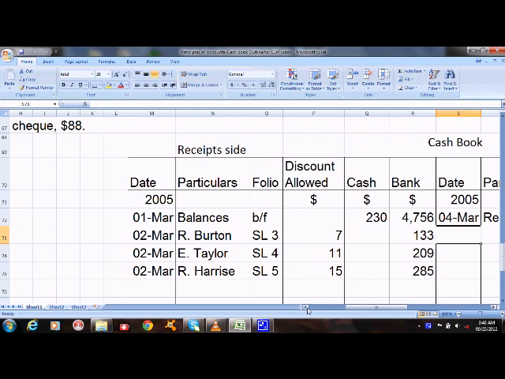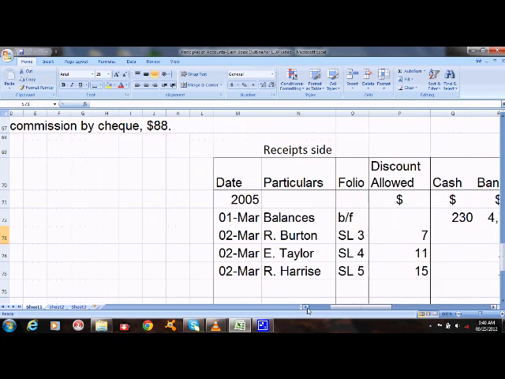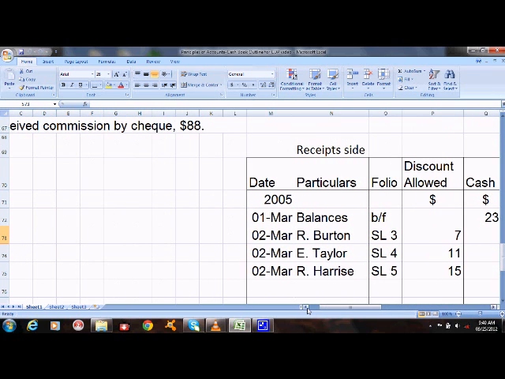Therefore, we are receiving money by check. And remember that when we say by check, it means that we are dealing with the bank account. In this case, we are receiving money and putting that money into the bank account. So therefore, we're going to debit the bank column under the cash book.